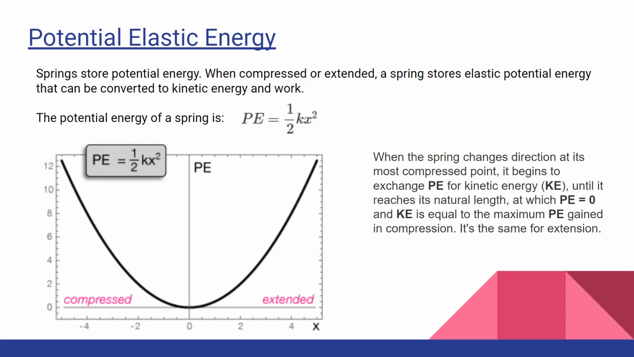At its most compressed point, once you release it, the spring will change direction and start to accelerate towards the equilibrium position. So it will start to exchange PE, or potential energy, for kinetic energy due to conservation of energy. It then reaches its natural length, but there's still a bit of momentum, so it will get pushed a little bit further. It compresses again.